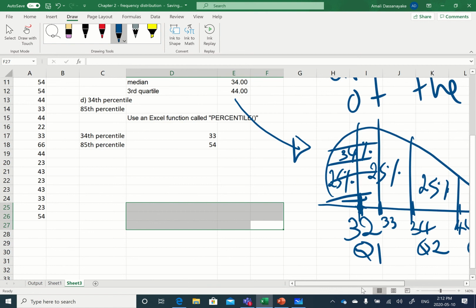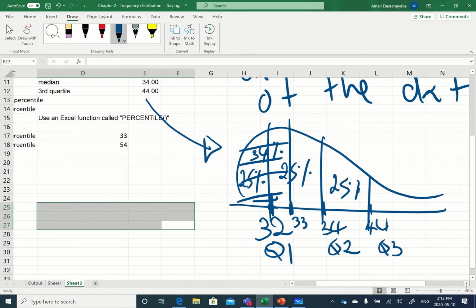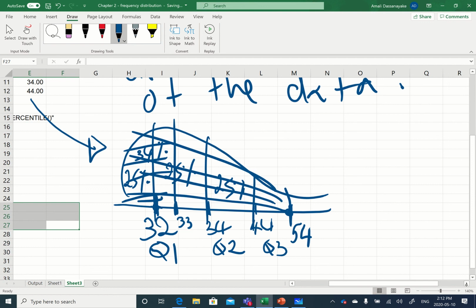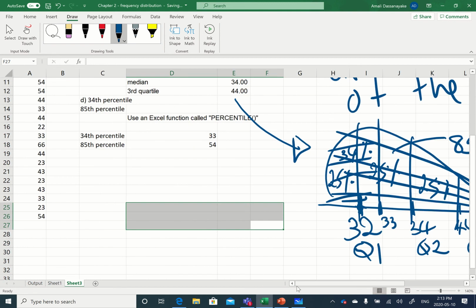So that means, from the picture, 54 is somewhere here on the x-axis. So below 54, I have 85% of the data. 85% of the data are below 54.